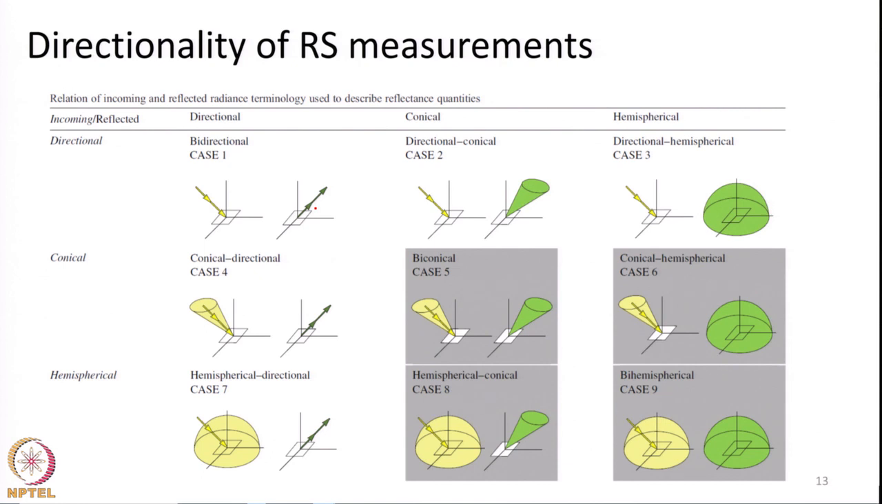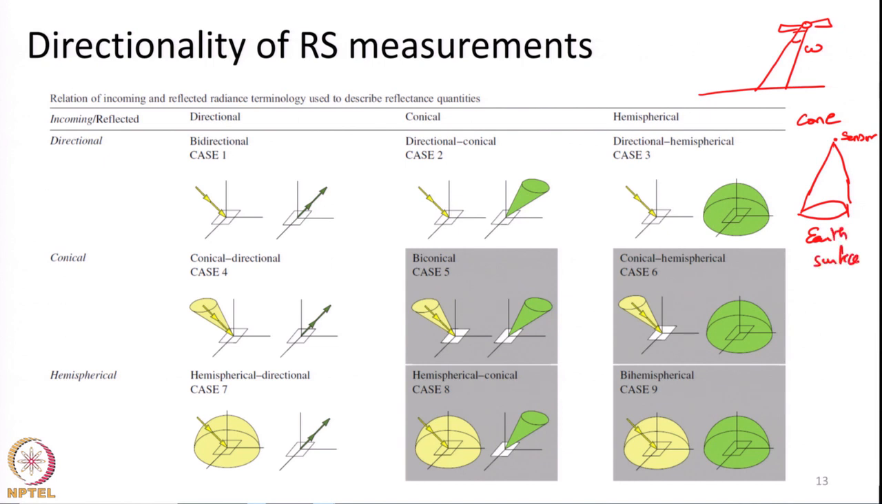Now, for normal remote sensing purposes, let us assume a sensor in space and there is land here. Each sensor will subtend a small solid angle on the surface. So, this will be like a cone; we can imagine a cone with its apex at the sensor and its base at the earth surface. We can assume it like this.